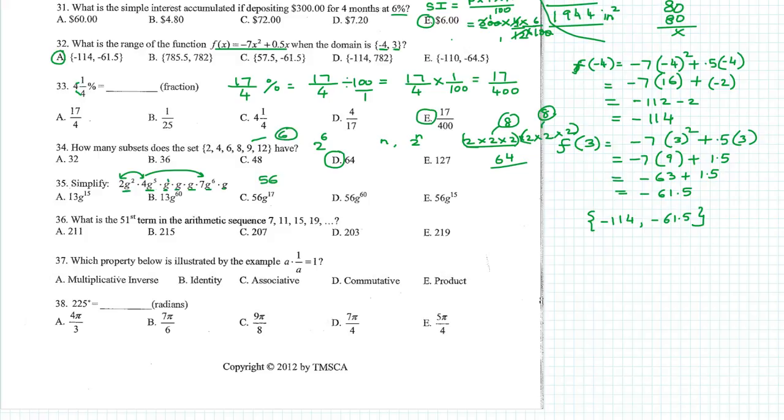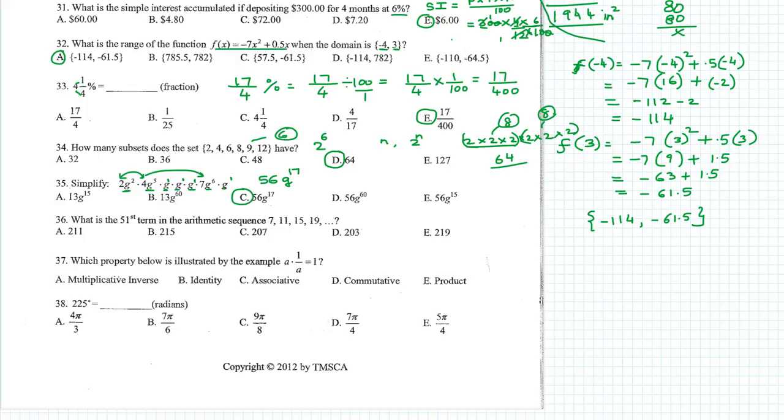And this is 1, this is 1, and this is 1, and this is also 1. So 7 plus 1 plus 1 plus 1 is 10. 10 plus 6 is 16. And 16 plus 1 is 17. So 56g to the power 17 will be the correct answer. So we select C as the answer.